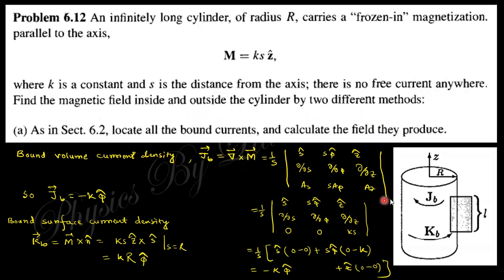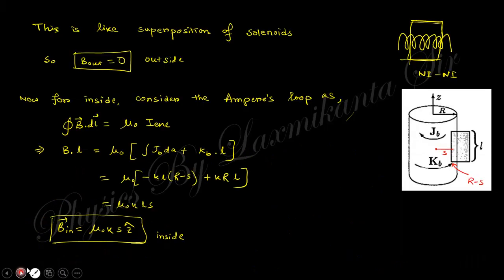So in that case you can find out the volume bound current density, which will be the curl of M, and M is like that. So if you take the curl of this, you will get minus k phi cap. So this is the volume current density, and the surface current density is M cross n. Here M is this one, and n is along the s cap. So if you cross this, you will get kR phi cap. So these two are the current densities.